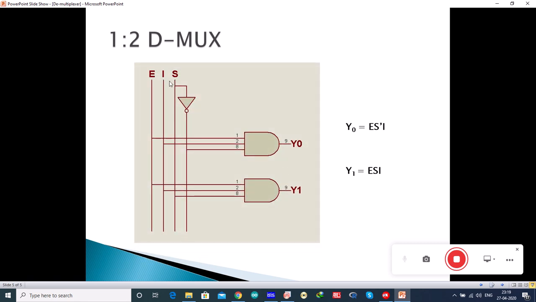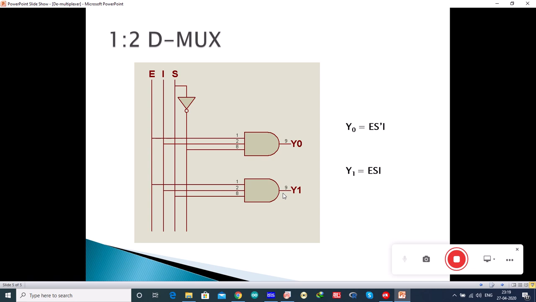You have E, I and S, of course the complemented input also because you have S complement here. This is AND gate. You can see here that you need to take a 3 input AND gate. E, I, S complement is for y0 and E, I and S for y1. This is a 1 to 2 demultiplexer.